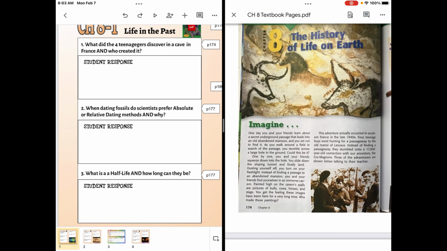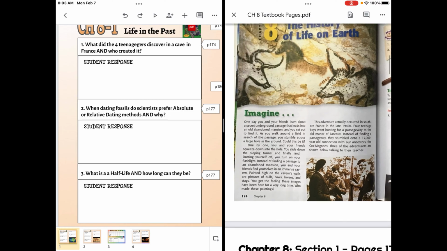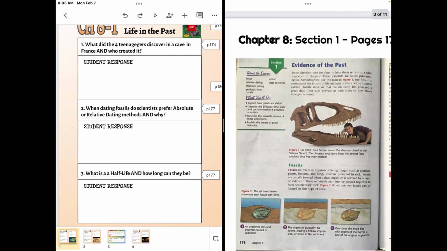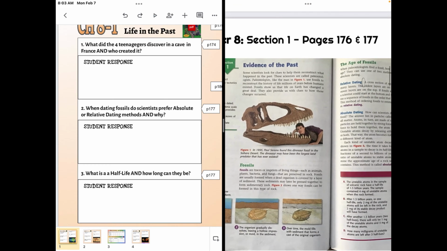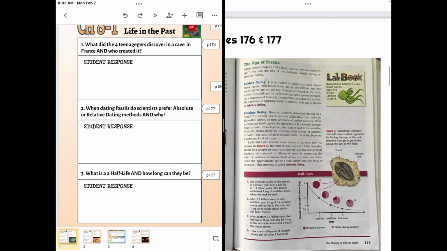When dating fossils, that doesn't mean taking them out for dinner. When finding the age of a fossil, so we have fossils that get formed, we talk about them in chapter 7. We have relative dating and absolute dating. They both have their advantages. You're going to have to guess which one scientists prefer and explain why. It's definitely a question we could go over on Tuesday.